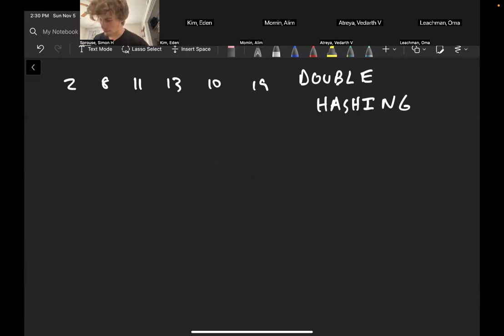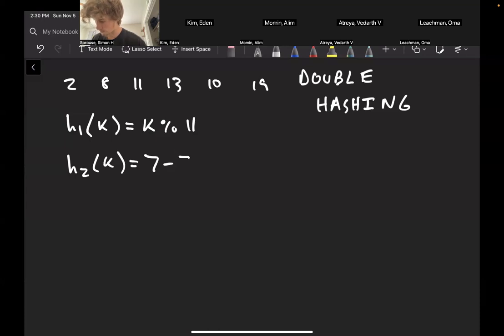Our first function, and we're going to have two, is going to look very similar to what we saw before. This is going to be, once again, k mod m. In this case, the size of the array is 11, so we can just write that here. And the second function is going to be k mod a different number. So it's going to be this. Let me redraw that k. It's nasty.